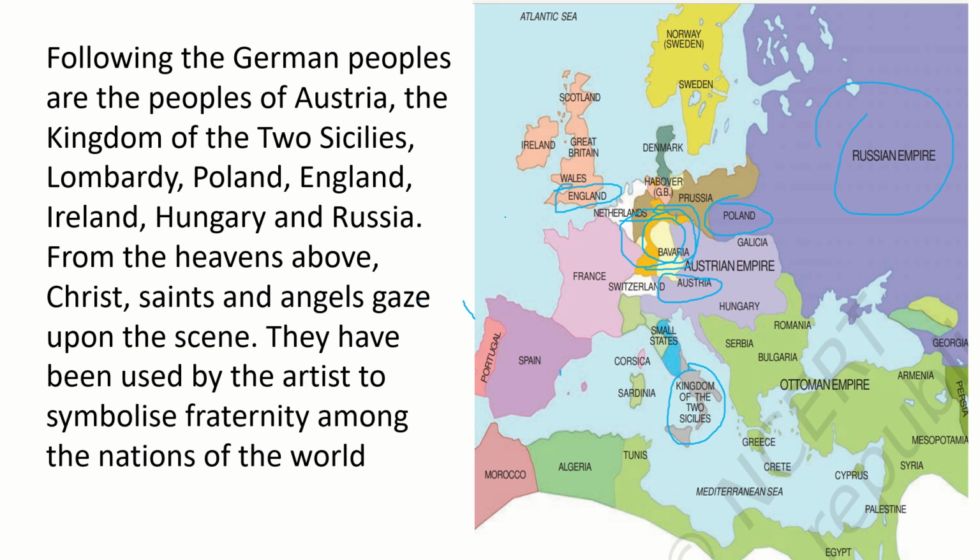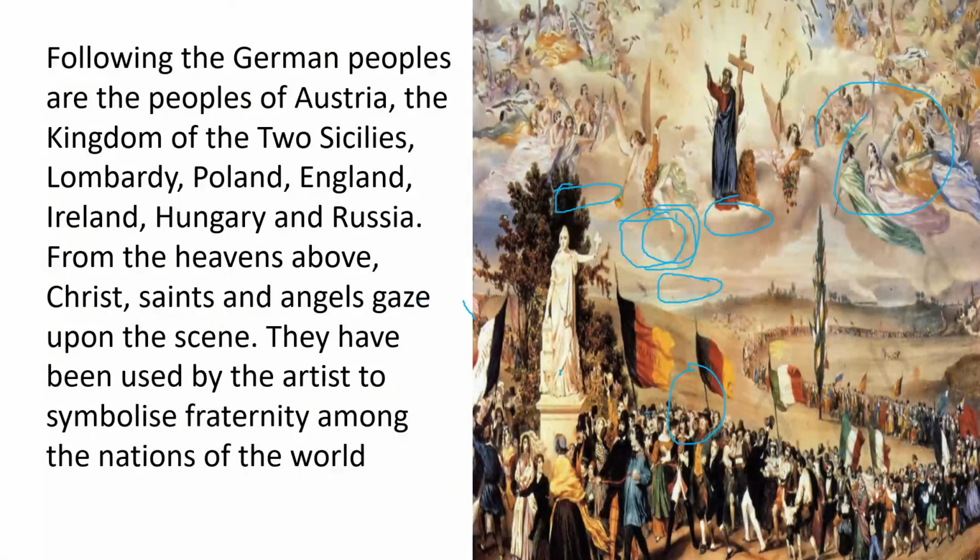From the heavens above, the Christ, saints, and angels gaze upon the scene. They have been used by the artist to symbolize the fraternity among the nations of the world. It means why this picture is shown here, especially from the sky, that Jesus is looking to this world, to this earth. Along with him, the male and female angels are also gazing at these people. It means they should live together, with fraternity, and they should live as one nation, all this world. They are gazing from the sky, that you can see in this picture.